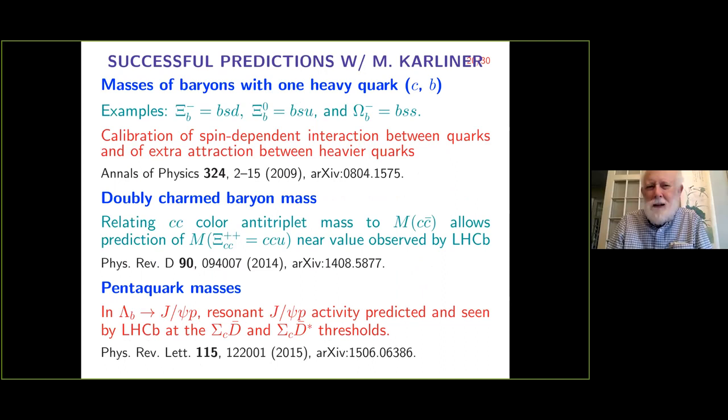So I'm not going to have a chance to discuss all of these in detail, but Marek and I have had a lot of fun with the LHCb data. First of all, back in 2007 or 8, we predicted the masses of the Xi_b and the Omega_b, before each one of these was found, using the heavy quark symmetry that I mentioned earlier. The doubly charmed baryon mass I've mentioned already. Pentaquark masses correlated with thresholds. Next slide, please.